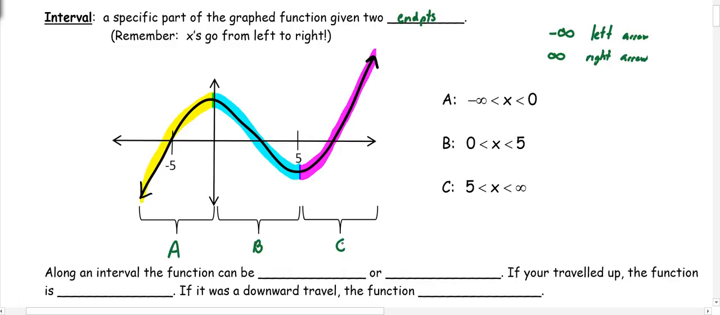So along these intervals, we can say that a function is either going to be increasing or decreasing. If you traveled up, the function is increasing. So when we were tracing the graph over here, A went up and C went up. So we would say that they were increasing over those times. B is going downward, so that would be a decreasing function.